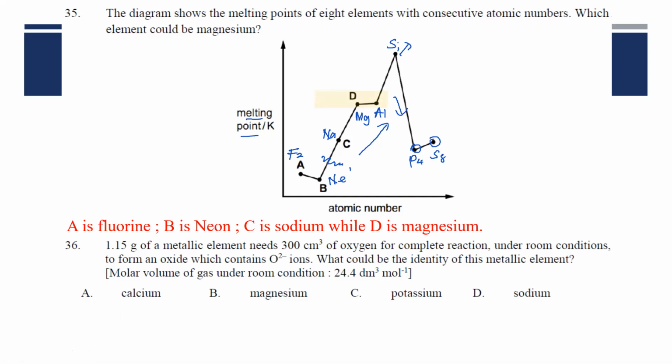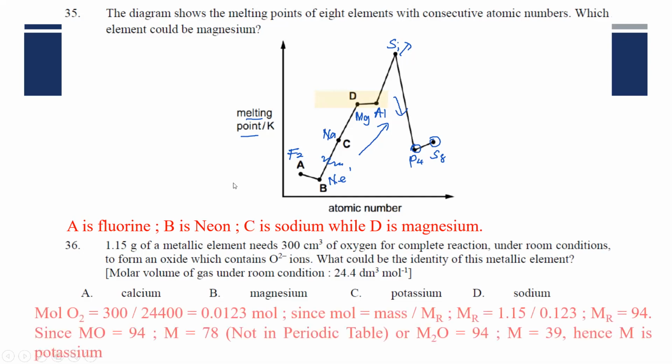So molar volume of gas is 24.4. So first of all, you need to calculate the mole, so 0.0123. Since mole is equals to mass over molar mass, so 1.15 divided by 123, so you get molar mass is equal to 94. So since MO is equals to 94, okay, so M will be equals to 78. Okay, so therefore M cannot be plus 2.